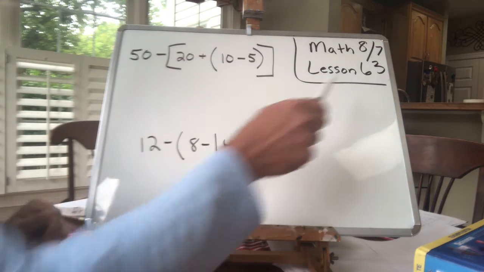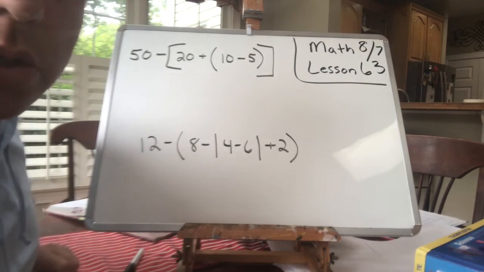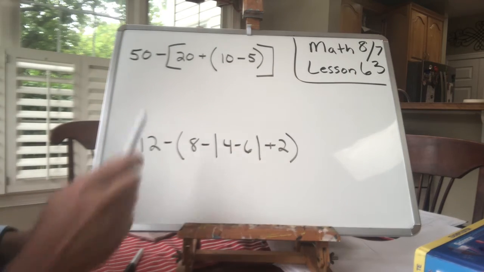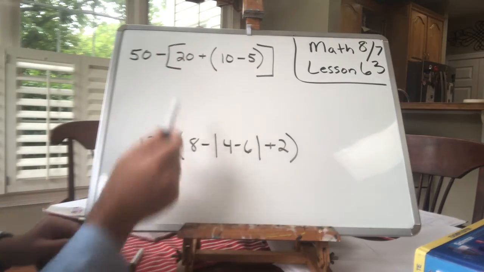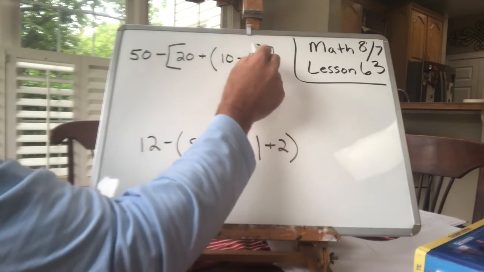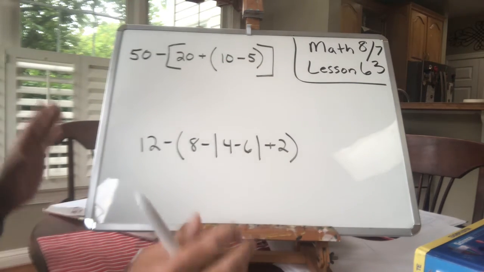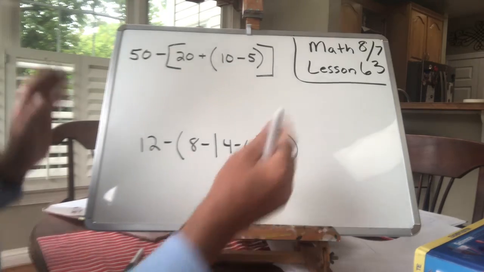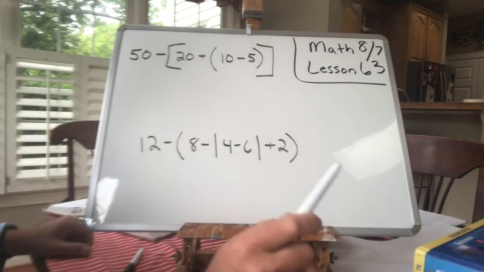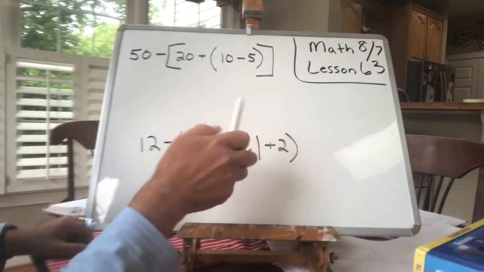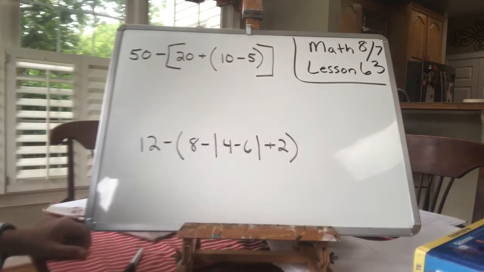Today we're going to be doing lesson 63, which is entitled Symbols of Inclusion. Okay? So here's the first example that they give us right here. These right here are called brackets. And these, of course, here are called parentheses. We want to solve first, in this example, the innermost brackets or parentheses, the ones on the inside the most. There are these brackets on the far outside, but we have these parentheses on the inside.